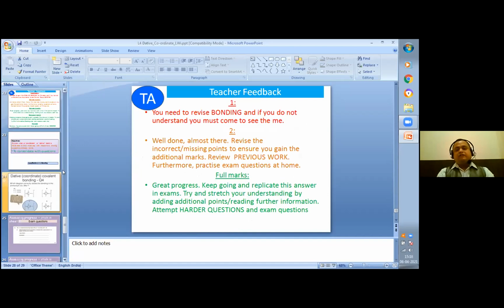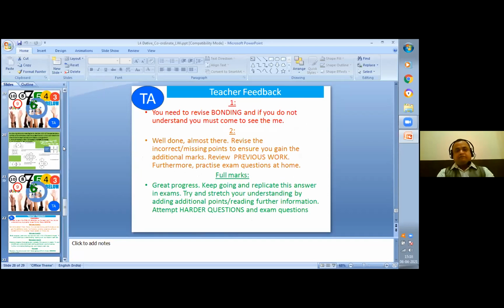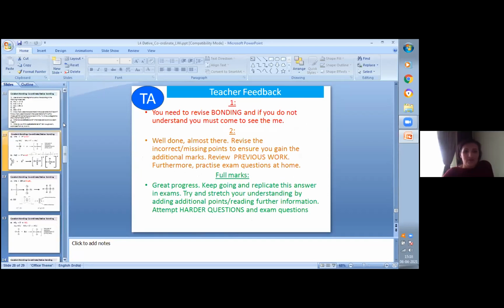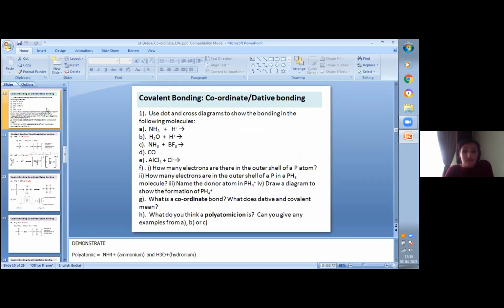Now, ma'am, I want to request you, you can start the question and answer round. So you need to revise bonding, and if you do not understand, you must come to see me. Use dot and cross diagrams to show the bonding in the following molecules. Please take your notebook if you wish, or use any interactive way to do this.